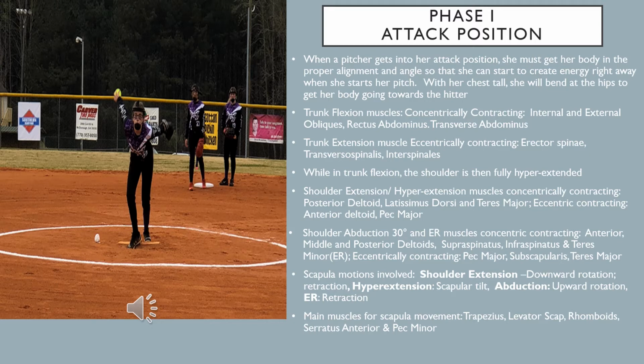Shoulder extension, hyperextension muscles, concentrically contracting: posterior deltoid, latissimus dorsi, and teres major. Eccentric contracting: anterior deltoid, pec major. Shoulder abduction, 30 degrees, and external rotation muscles concentrically contracting: anterior, middle, and posterior deltoids, supraspinatus, infraspinatus, and teres minor. Eccentrically contracting: pec major, subscapularis, teres major.